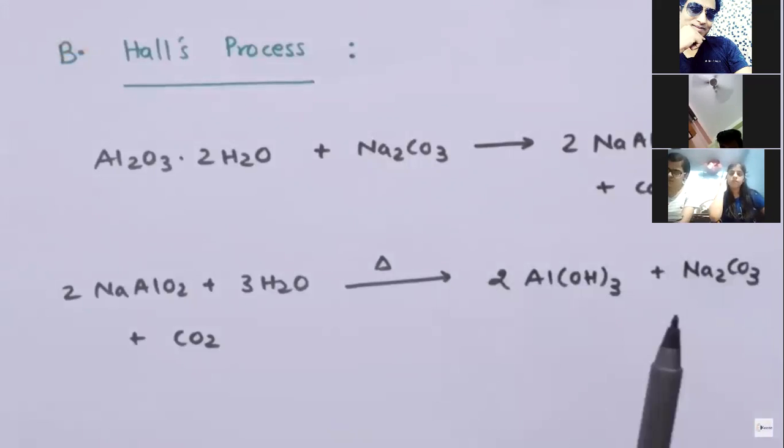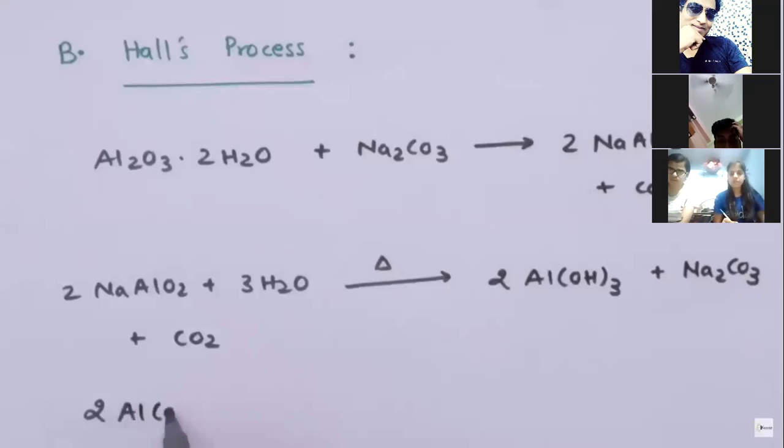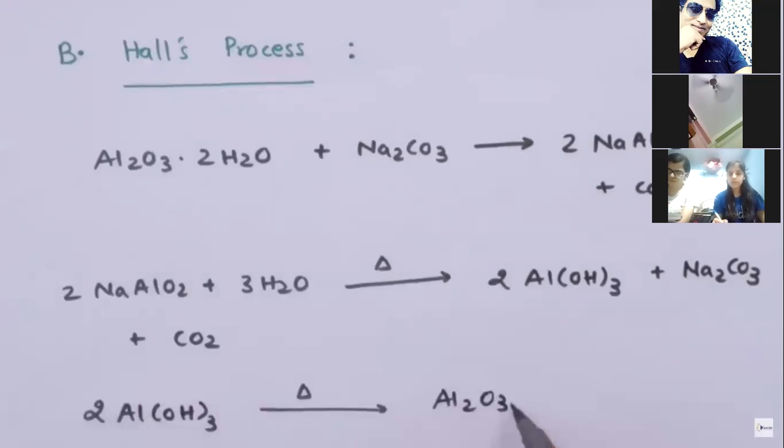But this is not the product we need. So we follow the third step of Baeyer's process that we did recently. 2 moles of Al(OH)3 is heated to obtain Al2O3 along with 3 moles of H2O. This is how we have obtained alumina from bauxite. So this was a topic related to the leaching of alumina from bauxite, and that's it.